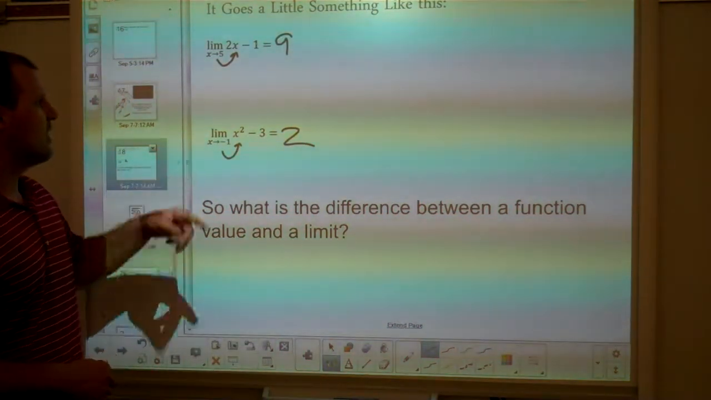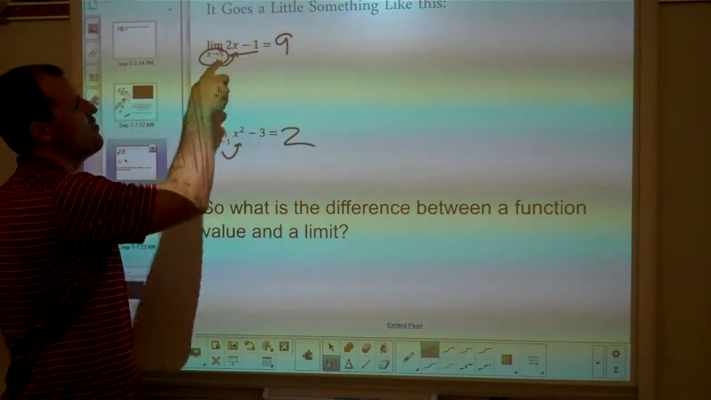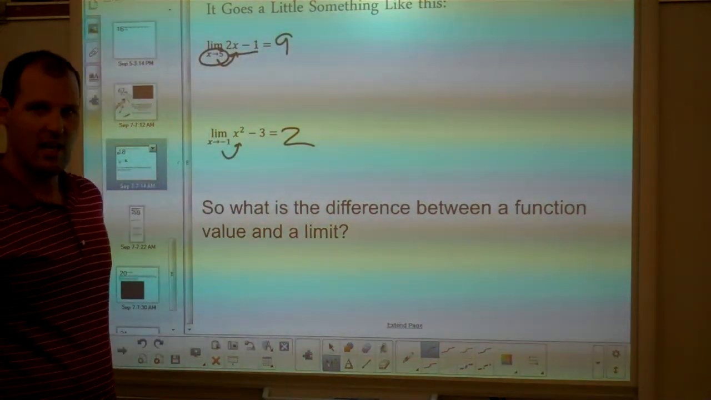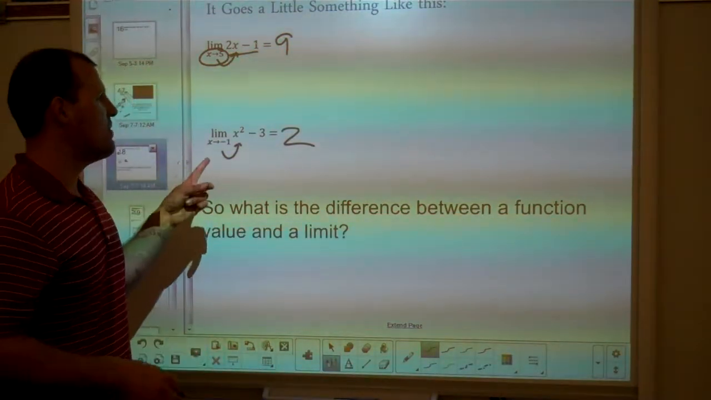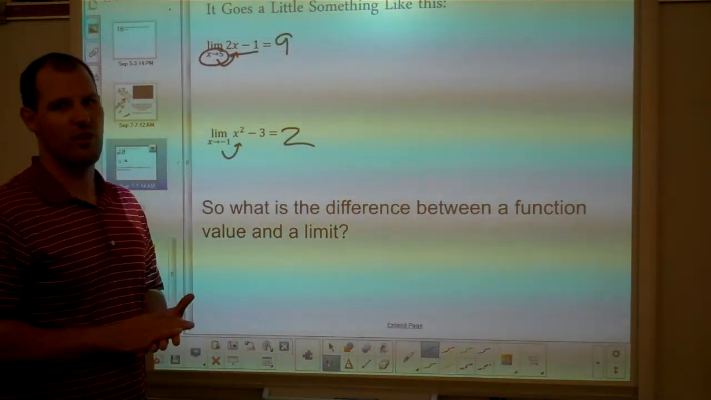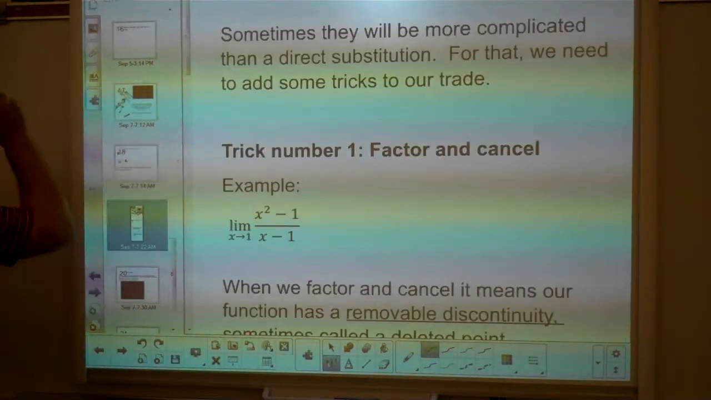But the difference is, for a limit, a lot of times this number right here will not be in the domain of the expression that's given. And so with function values, when that happens, we throw our hands up and we're out of luck. With limits, we get to employ a little bit of trickery to try to figure out what the limit is. And so let's look at an example of what that can be.